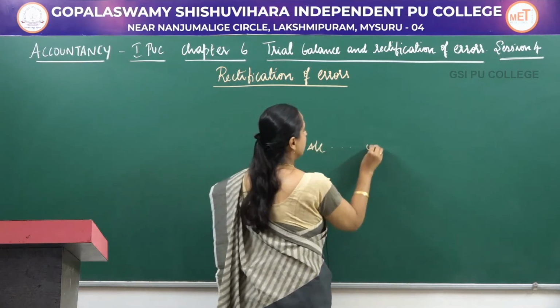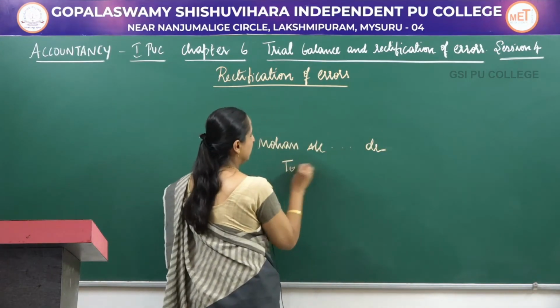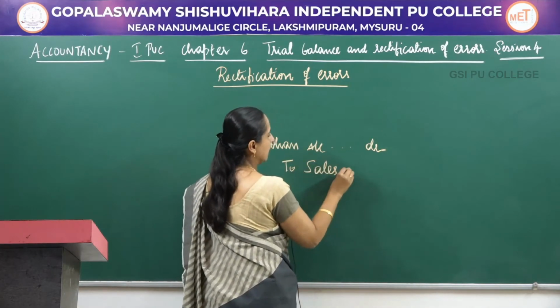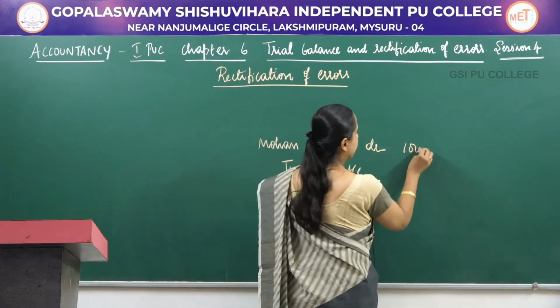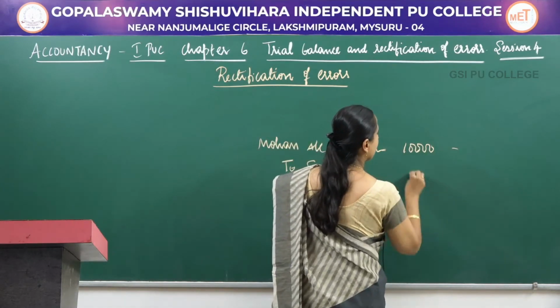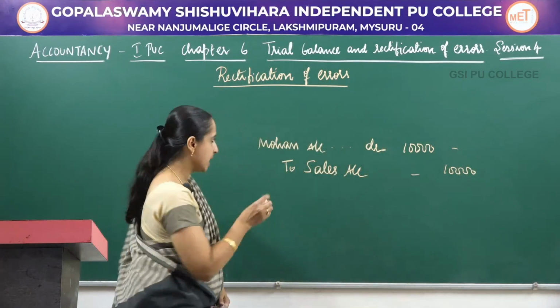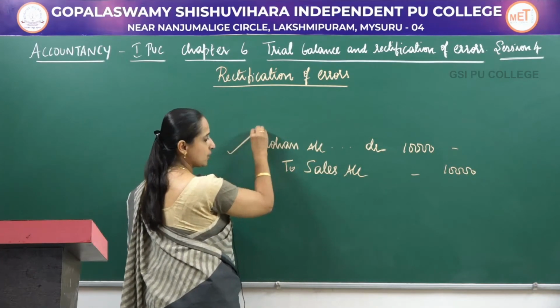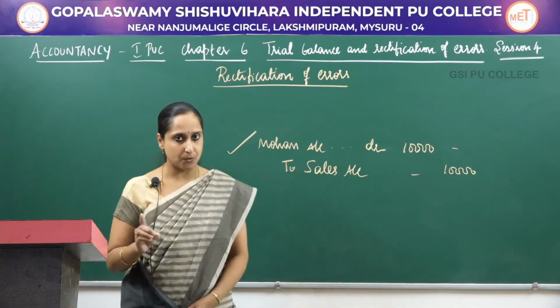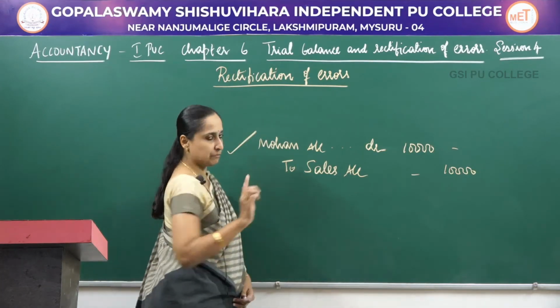Mohan account debit to sales, here 10,000. That transaction we have not recorded. Now we have to record this transaction in the books of accounts. This is the first example.